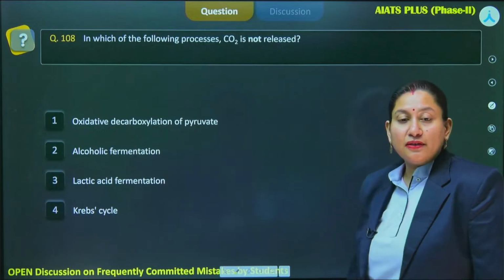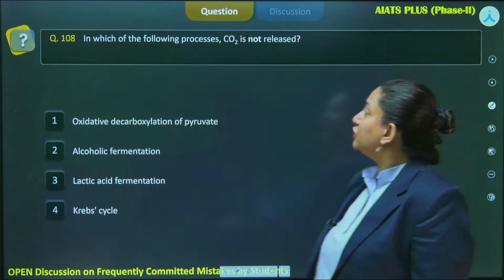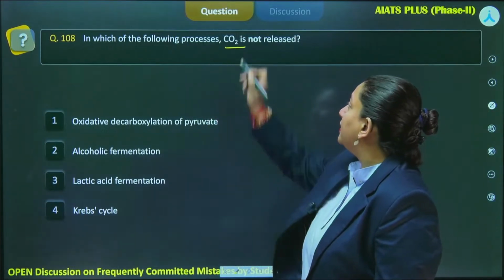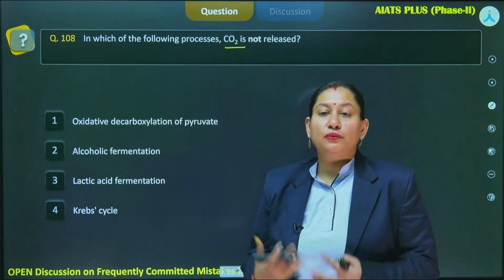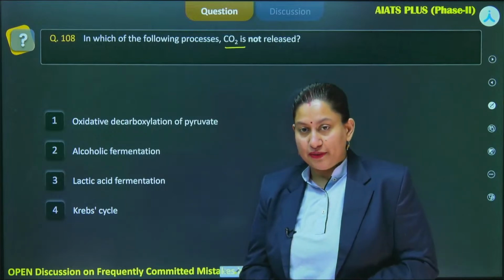So this particular question says, in which of the following processes carbon dioxide is not released, right? So this particular question belongs to respiration in plants, right?